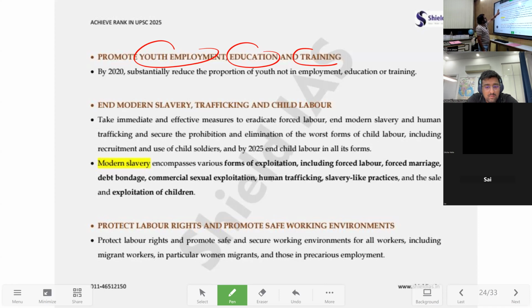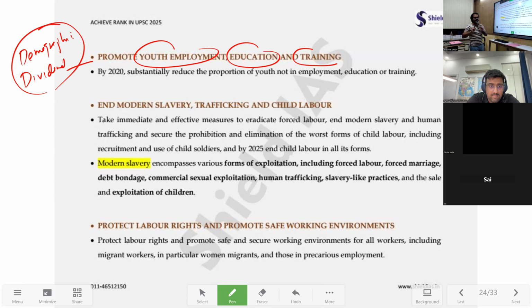So demographic dividend has to be channelized. Why? Because a situation of demographic dividend comes only once in the lifetime of a growing nation.